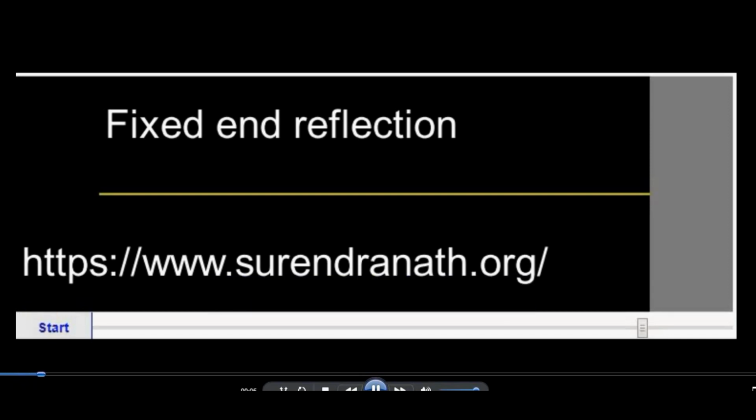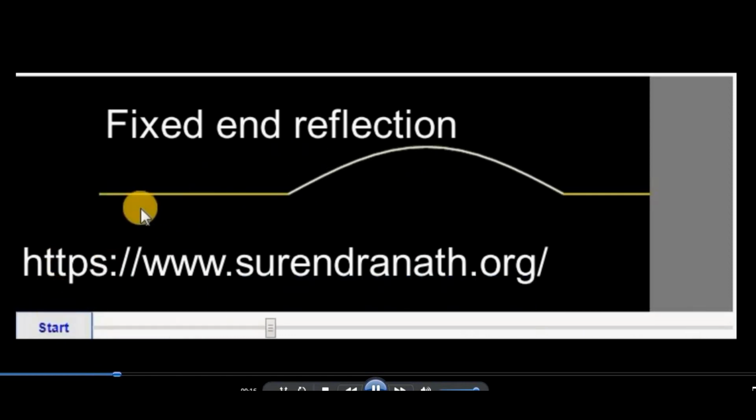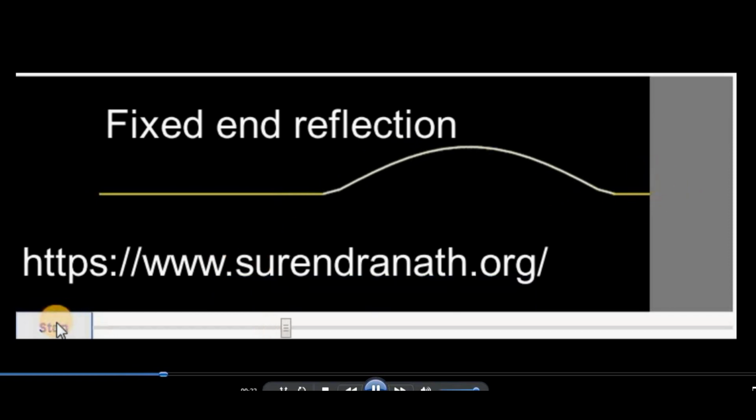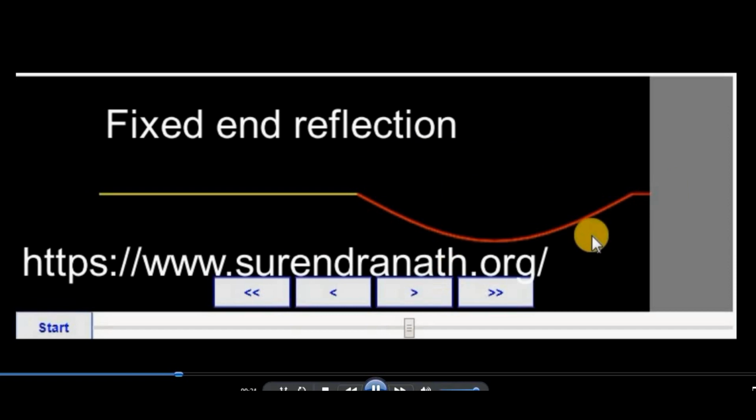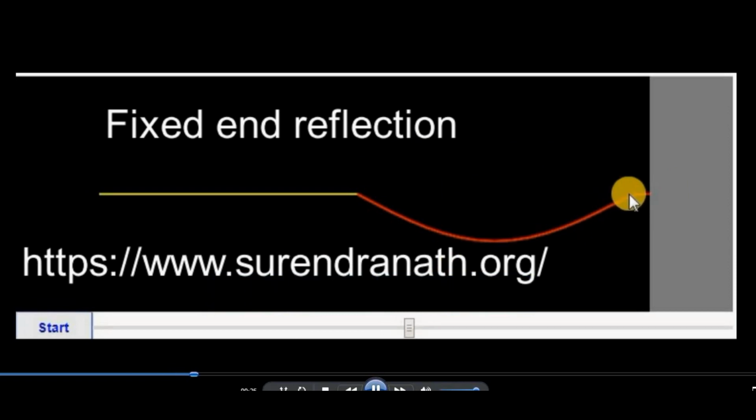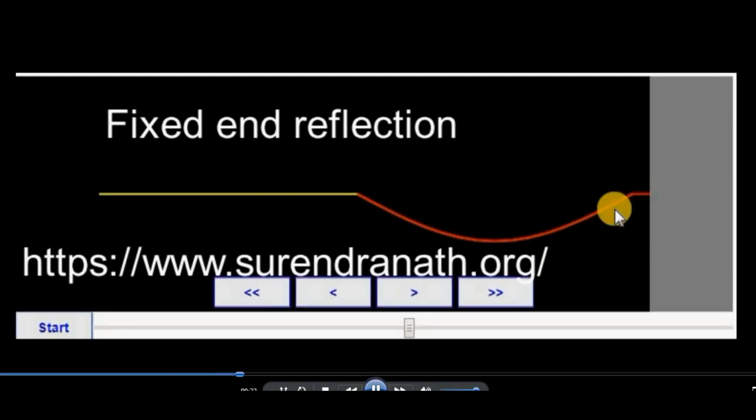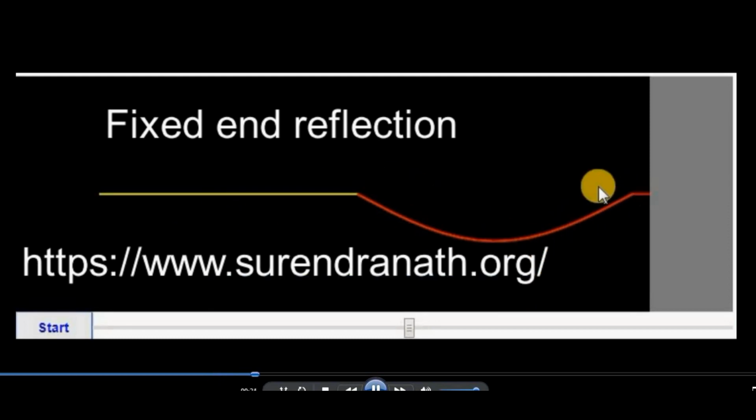Here you can see a string whose one end is fixed, and this end is free. As the wave is moving from the free end to the fixed end, after striking at the fixed end, it is undergoing a change in phase because the amplitude of this wave is changing sign. You can see this is the reflected wave. This red one is the reflected wave.